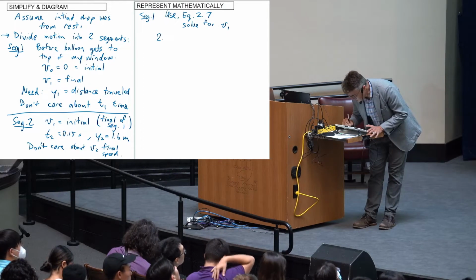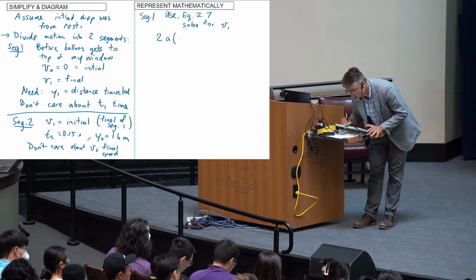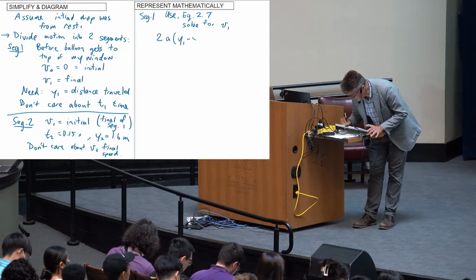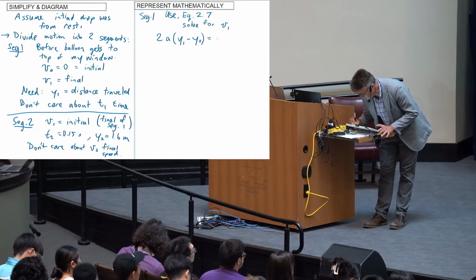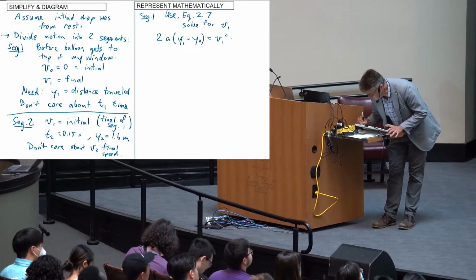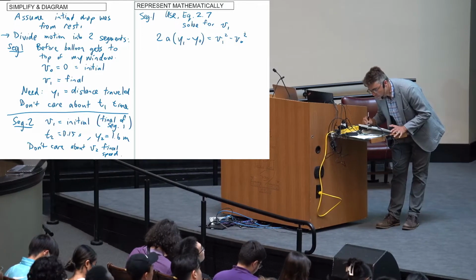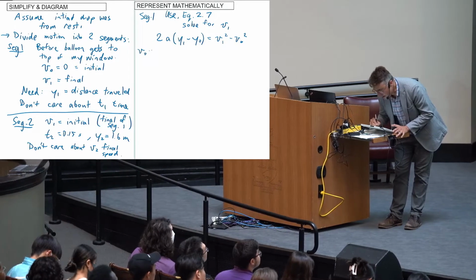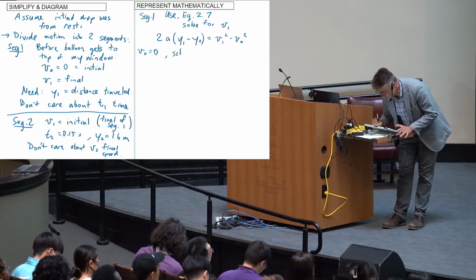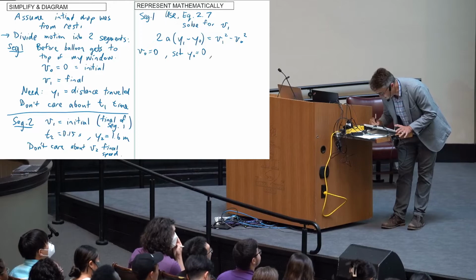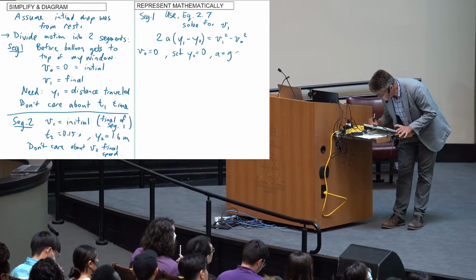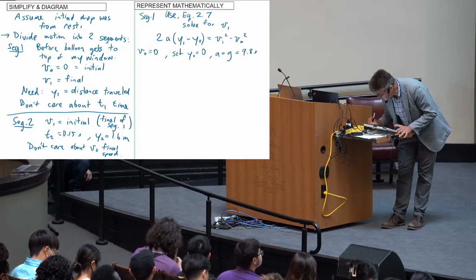So it looks like this: v1 squared minus v0 squared equals 2 times a times y1. And instead of x's, I'm going to use y's. I hope that's okay, because it's vertical motion. Now, v0 in this case is equal to 0. I'm going to set y0 equal to 0 as well. And a is equal to g, which is 9.8 meters per second squared.